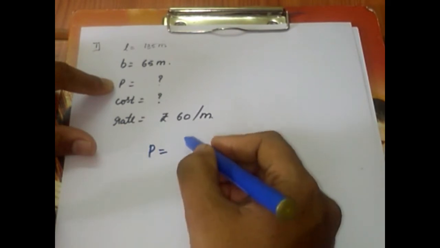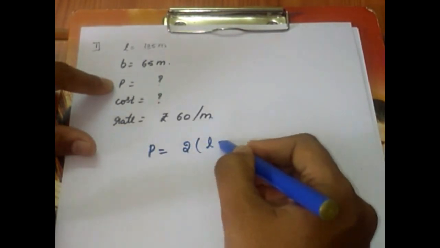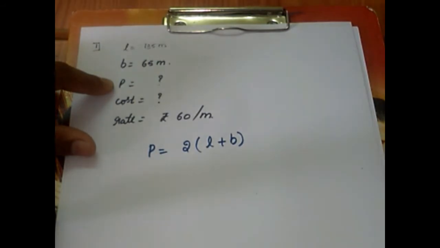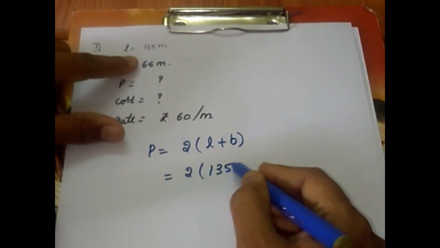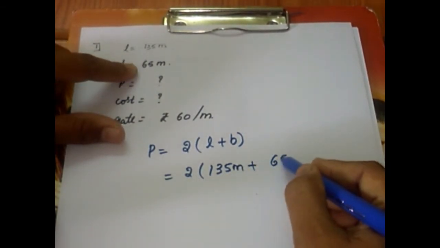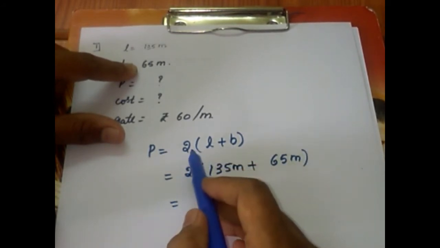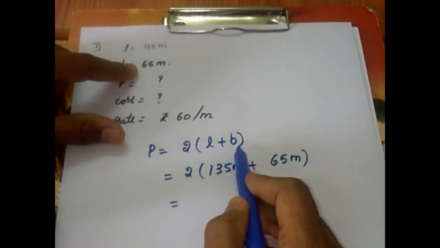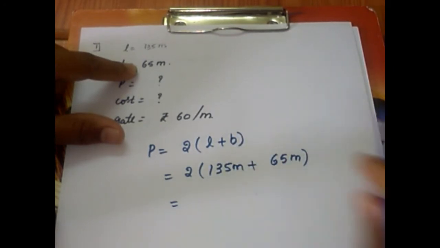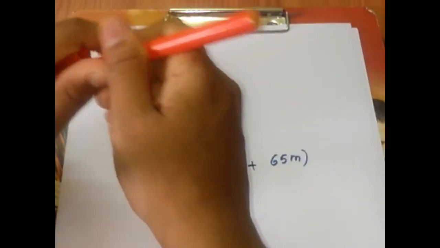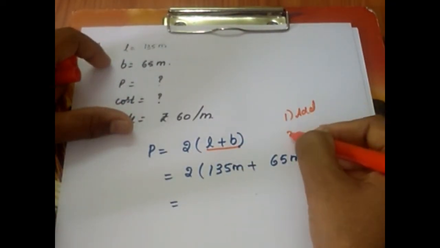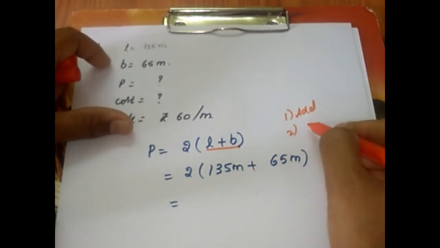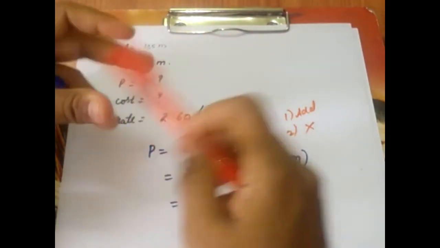As it is said to be a rectangular region, the formula for calculating the perimeter of a rectangle is P is equal to 2 into (L plus B). Substitute the value of length as 135 meter and the measure of breadth as 65 meter. See, 2 into (L plus B). So keep this in mind while doing the solution. In the first step, you have to add the measure of length and breadth. So the first step will be your addition. Second step, what sum you are going to apply? For that you have to multiply it by 2.